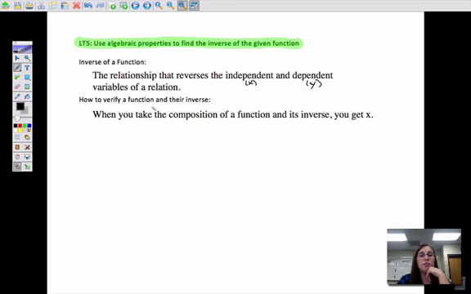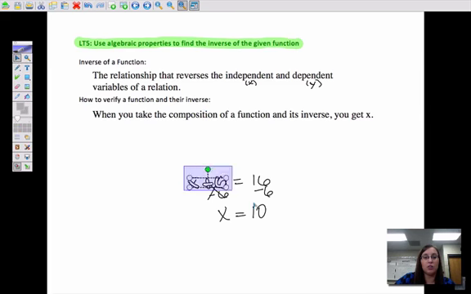And if you have two functions and you're trying to verify that they're inverses of each other, what you're going to do is something called taking the composition, which we're going to talk about here in a bit. The composition of a function and its inverse, if you do that, then you should get x. Okay? So just like when you have x plus 6 equals 16, and you subtract 6 from each side, all you're left with is x. Same general idea is that when you take the composition of a function and its inverse, you should just get x left. So same idea, and I'll show you what I mean here in a minute.